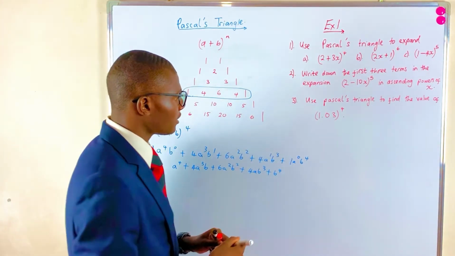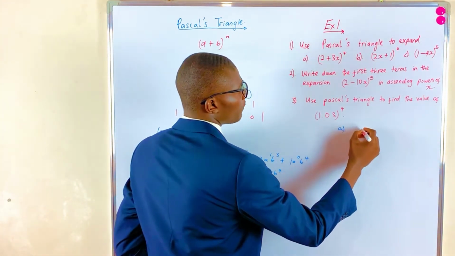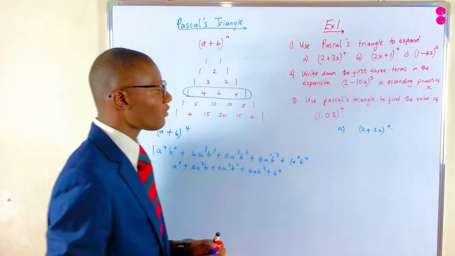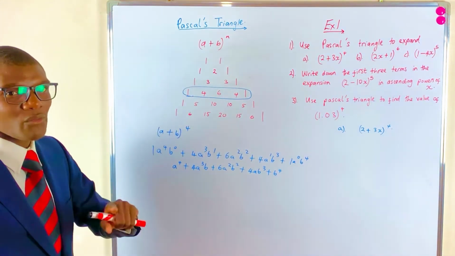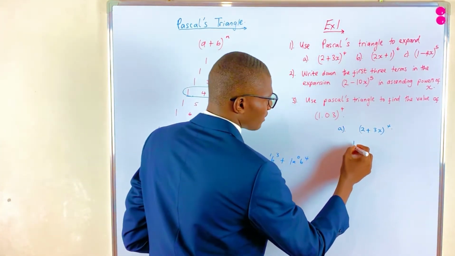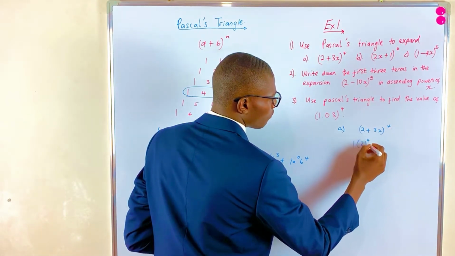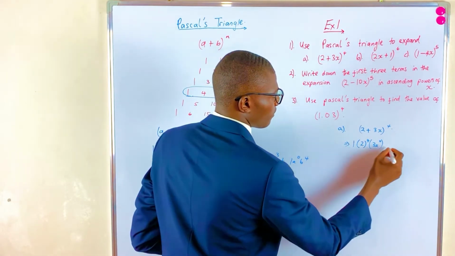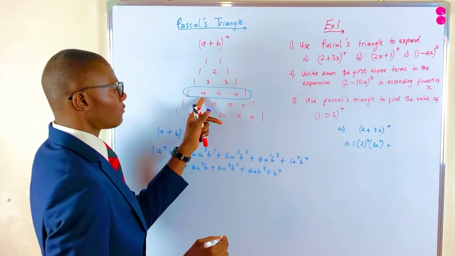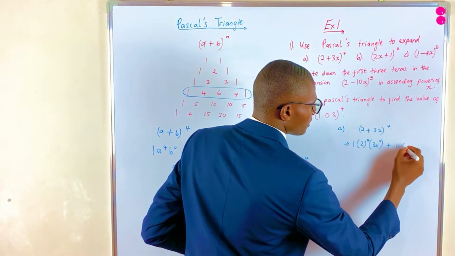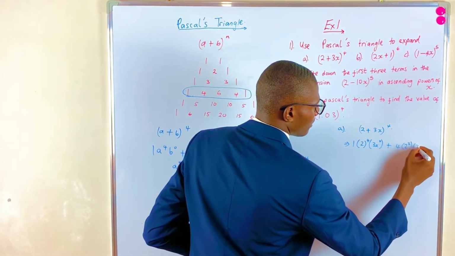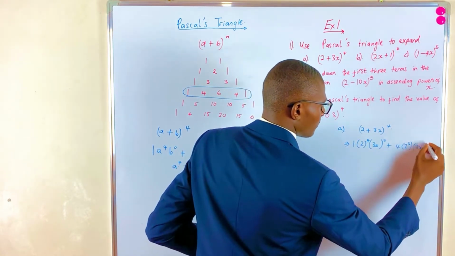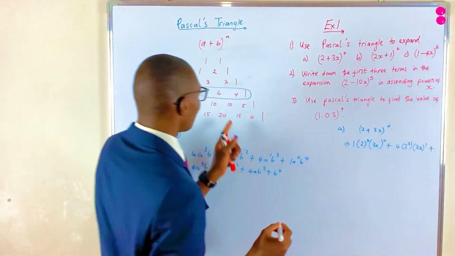For part A, we need to expand (2 + 3x)^4. Raised to the power 4, these are the coefficients that we want. So we say 1 times 2^4, (3x)^0, and then plus 4 times 2^3, 3x. So this is (3x)^0, like that, (3x)^1.